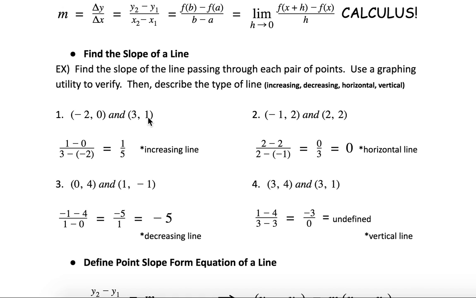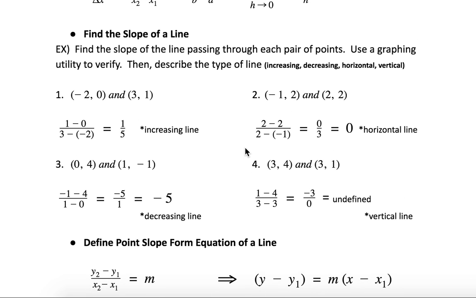So if I choose to start with 1 minus 0 on top, well then I got to start with 3 minus negative 2 on the bottom. However, we could do 0 minus 1 on top, as long as on the bottom we do negative 2 minus 3. We'll get the exact same slope. All right, so feel free to work through those other examples and then check your answers right here. Go ahead and pause the video if you need to.